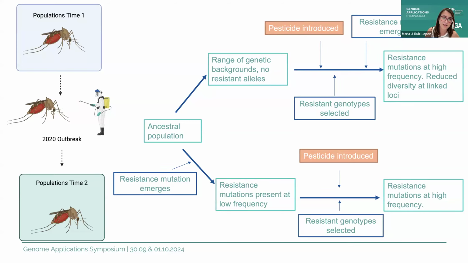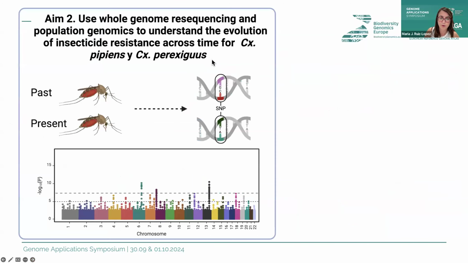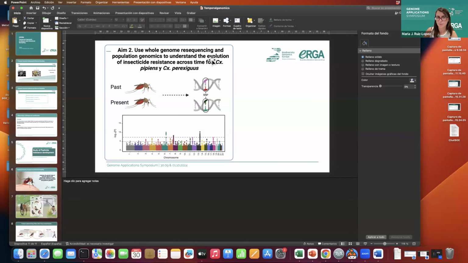So for this case study, we have been sampling populations in these locations since 2010. So we have multiple time points that we can compare to see how resistance has emerged, studying both selective sweeps and also comparing population parameters across time. So now I'm going to give the floor to Tereza, who is going to talk about her project that tackles multiple topics, from seascape genomics to adaptive population genomics.